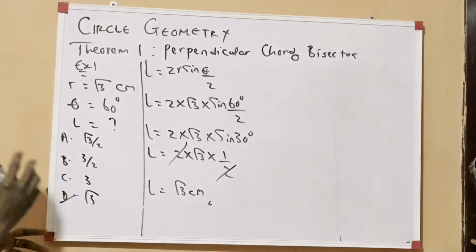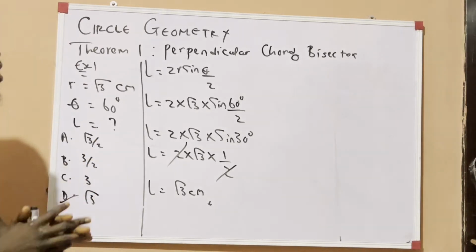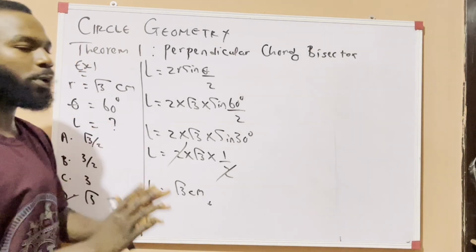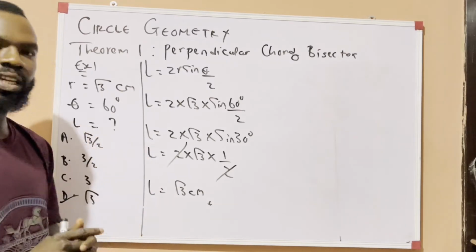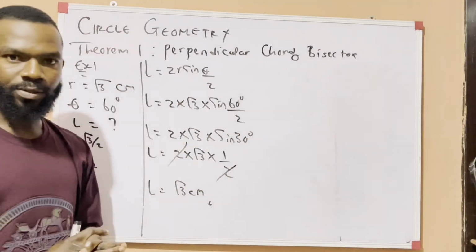So class, this is the answer to question number 1. Like I said, we will be solving 2 questions. And I hope you understood how we got root 3 in the first method and also how we got root 3 in the second method.